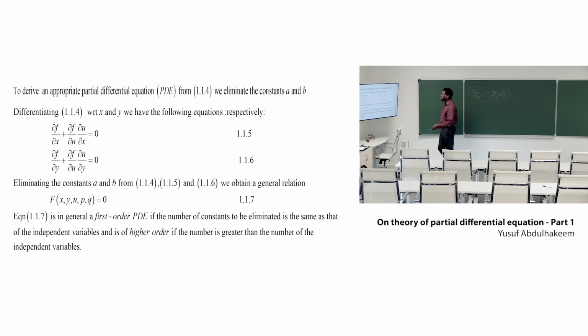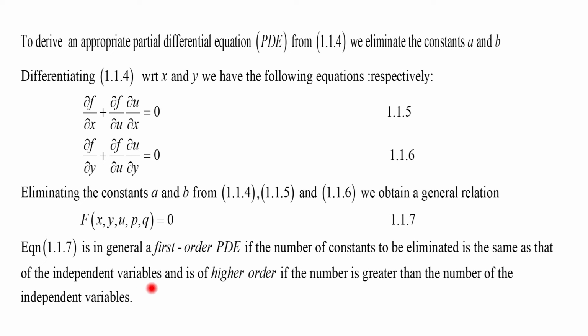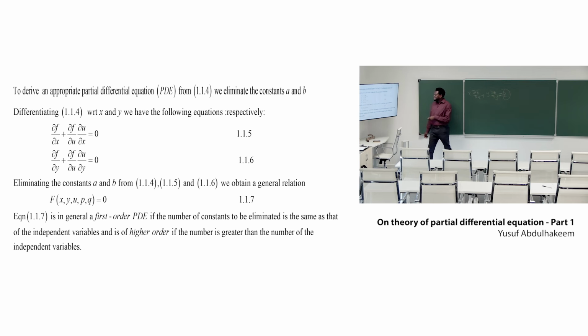That is, the function is now going to change from this point here, which has a and b. The equation 1.1.7 is in general a first order PDE if the number of constants to be eliminated is the same as the number of independent variables, and is of higher order if the number is greater than the number of independent variables. But in this section, we are only going to be looking at the first order.